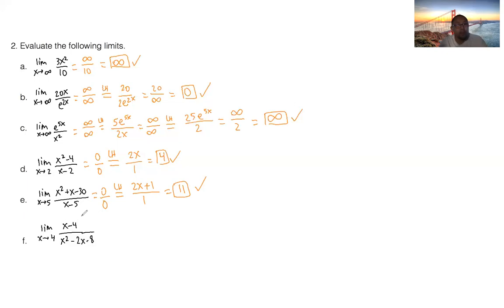Okay. Here, the limit as x approaches 4. If you plug in a 4, it's going to give you 0 over 16 minus 8 is 8, minus 8 again is 0. So this is another 0 over 0 case. Okay, so L'Hopital's rule again. Derivative of the top is going to be 1 divided by the derivative of the bottom, which is going to be 2x minus 2. Evaluate that as x approaches 4. 1 over 2 times 4 is 8, minus 2 is 6. This is going to be 1 over 6. Okay.